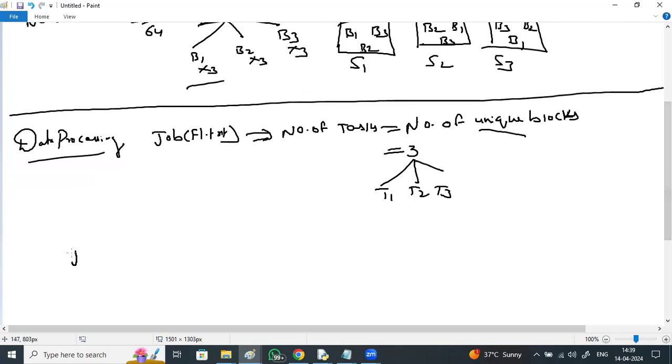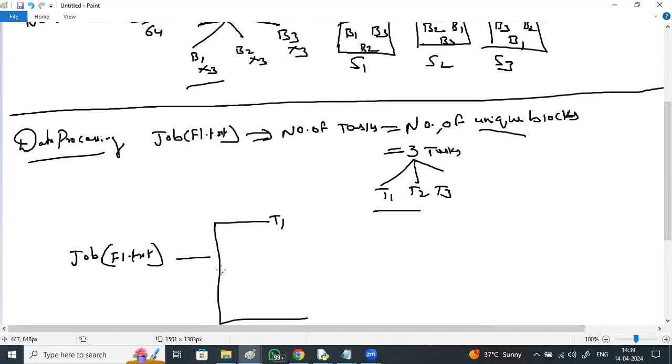The job is to process f1.txt, into how many tasks? 3 tasks, right? T1, T2, and T3. T1 is for executing B1, T2 for executing B2, T3 for executing B3.